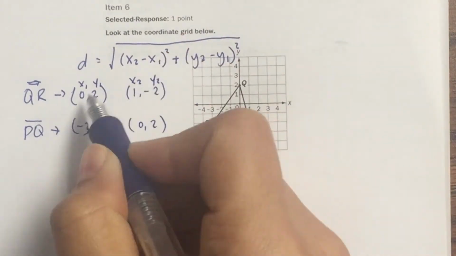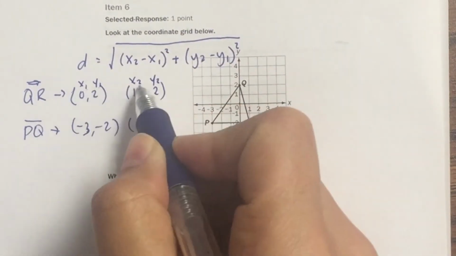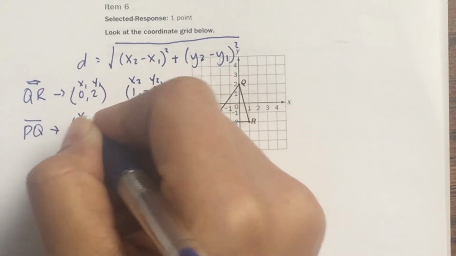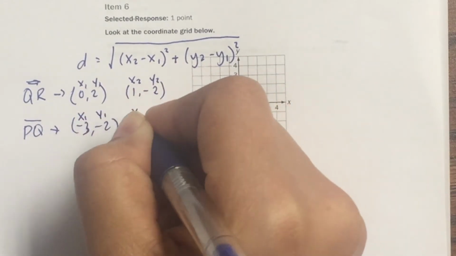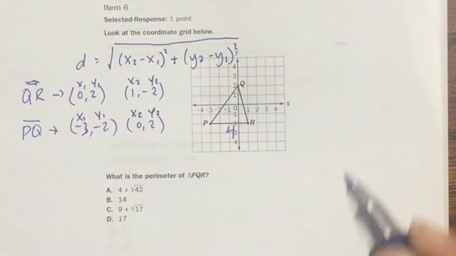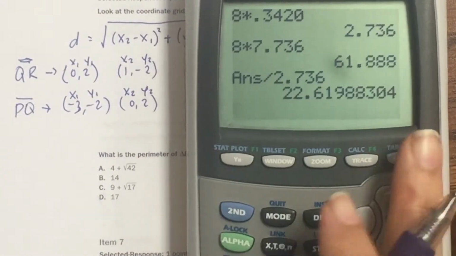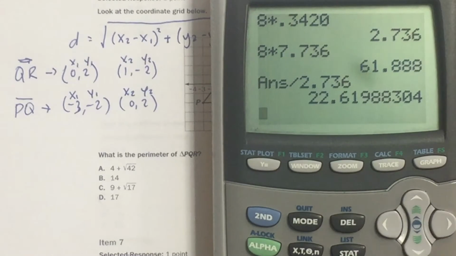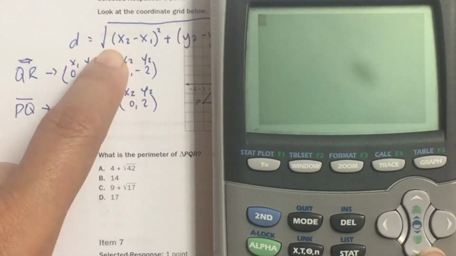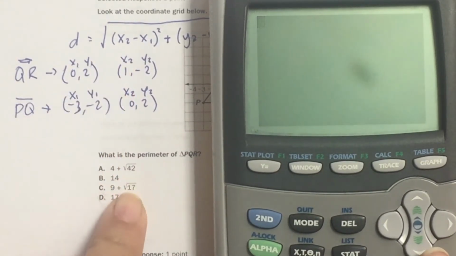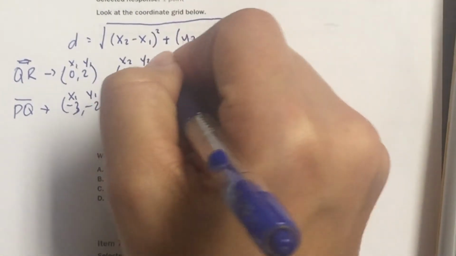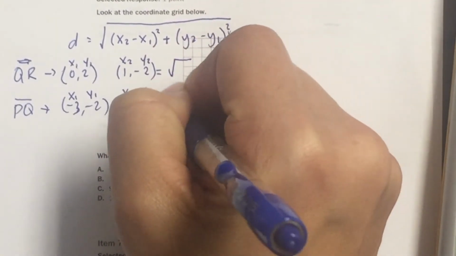I'm just going to label x1, y1, x2, y2. It doesn't matter what order, as long as your 1s are together and your 2s are together. All I'm going to do now is punch those into this formula. It says the square root, and because there are square roots in the answer, I'm going to leave my square roots in my answer too. So in other words, it'll be equal to square root.